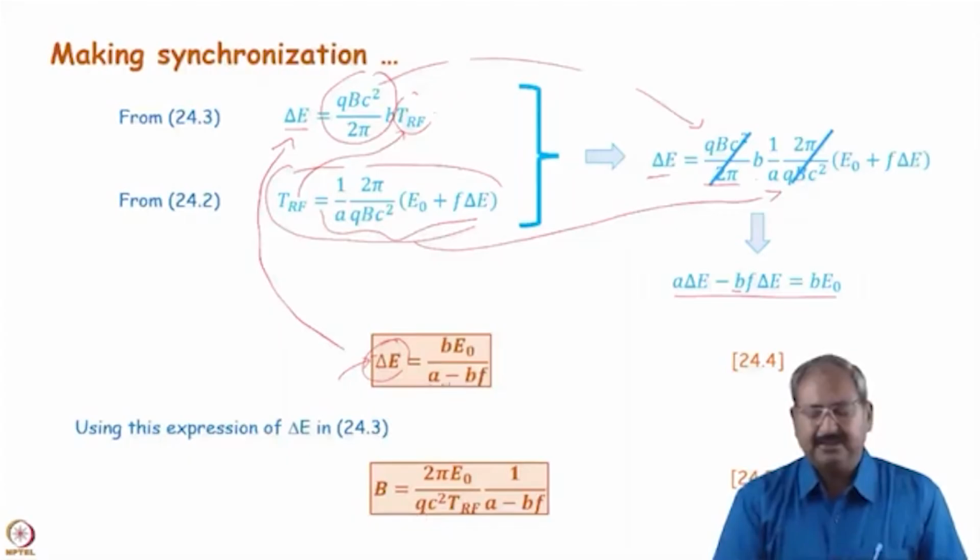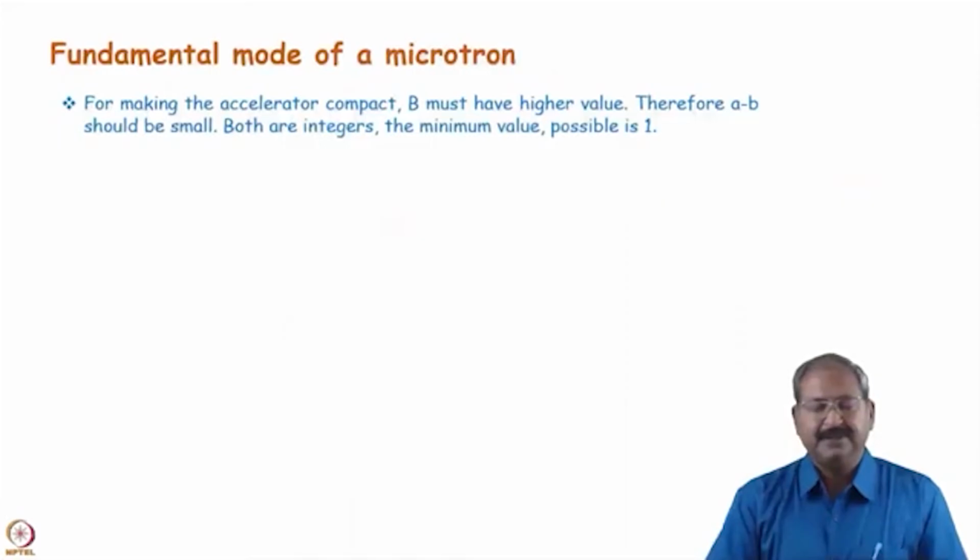So delta E also depends on A minus B and B, and the magnetic field also depends on A minus B. Now if the magnetic field is higher, we can make the microtron compact. So for making a compact microtron, A minus B should be small. Now A is an integer and B is also an integer, so the smallest difference is 1. So the minimum possible value is 1. If we take A equal to 2, B should be 1. If A is equal to 3, B should be 2. So A minus B will be 1.